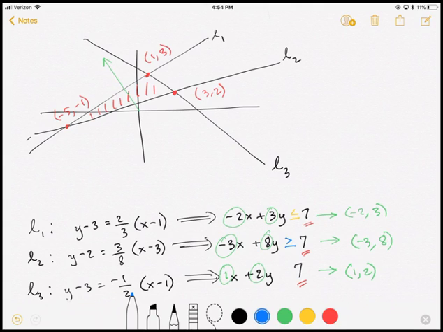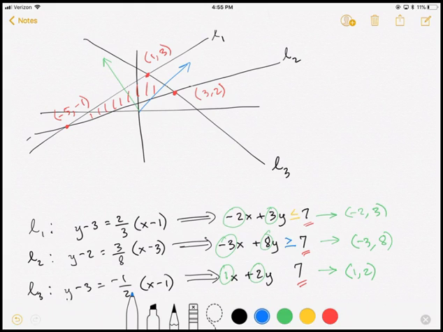Now, similarly, if you do this for line 3, you again are looking at the gradient vector. What is the gradient vector? The gradient vector is 1, 2. So that gradient vector is in the first quadrant, looks like this.